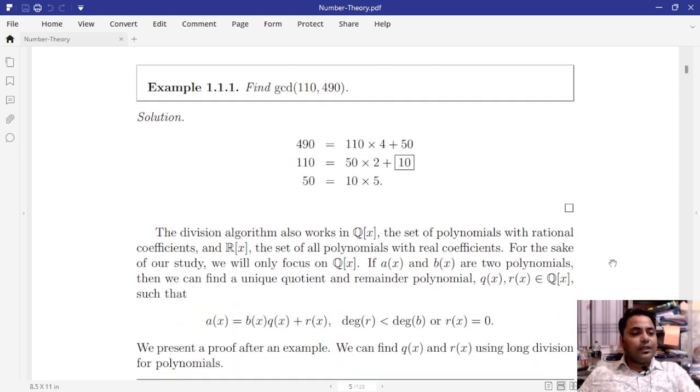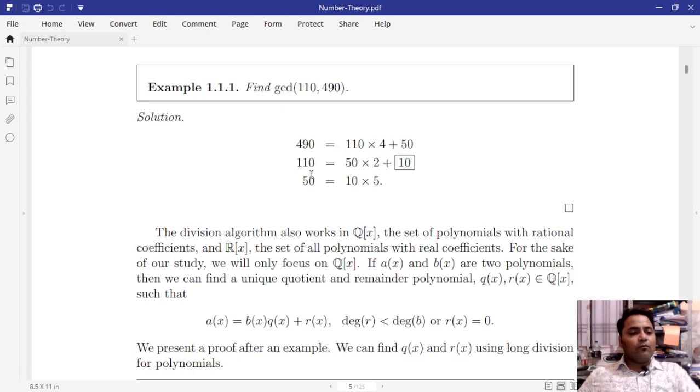Here, find the GCD of 110 and 490. So here we are going to apply the previous concept. 490 is the greater number, so 490 equals 110 into 4 when divided by 110, so 110 into 4 plus 50.